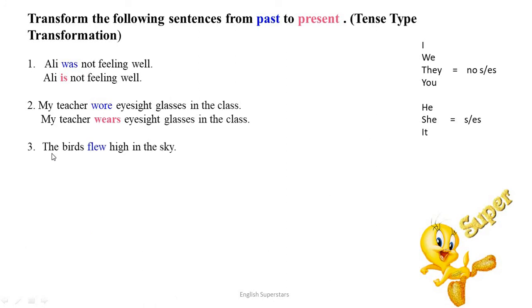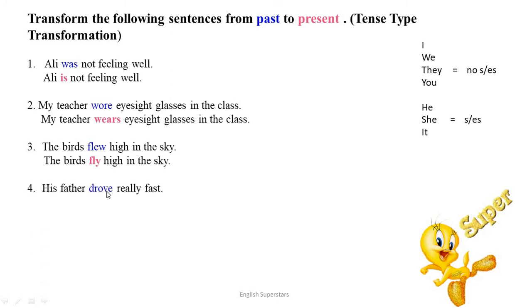Wears glasses. The birds flew high in the sky. Now, birds means more than one. Means they. So, no S or ES. Flew. What is the present form of flew? Fly. The birds fly high in the sky. You will not say the birds flies high. No. Because birds, they're more than one.